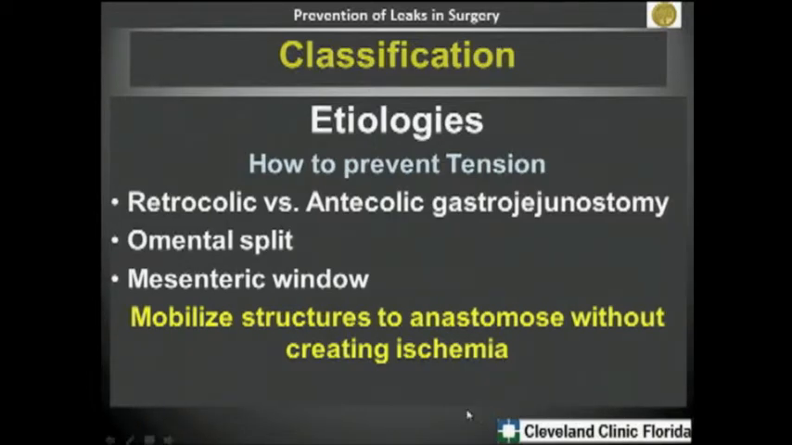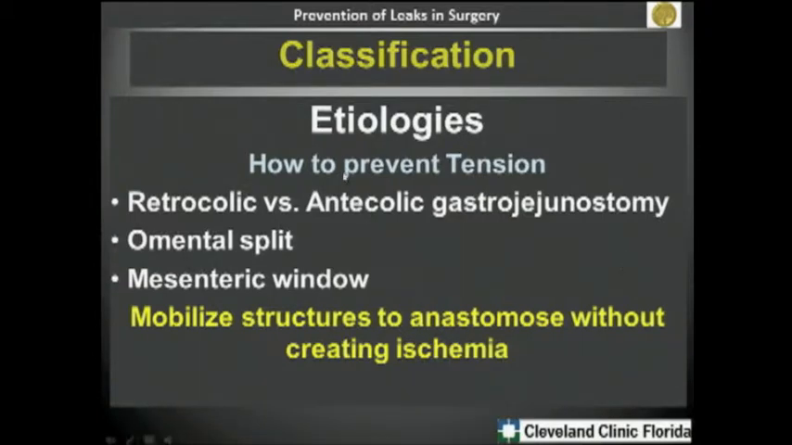Well, there are those who believe that if you go anticolic or retrocolic, you might have less tension, but I'll show you later on that there is no data to support this. How about the omental split? I probably do that once or twice a month, that I need to split the omentum, and I always bring my alimentary limb anticolic, antigastric, or creating a mesenteric window.